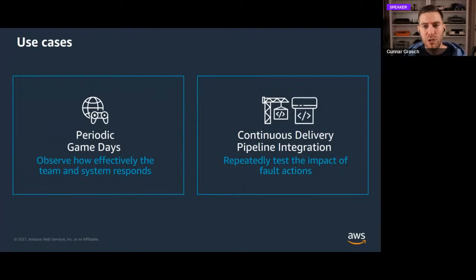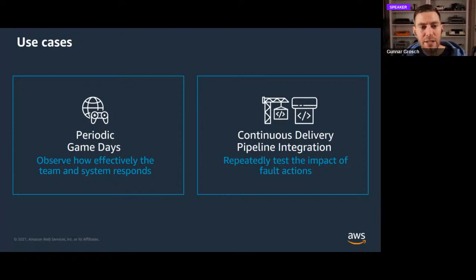And we can use AWS FIS then to run this game day by creating the event conditions and monitoring the performance of our system. And we can also integrate AWS FIS into our continuous delivery pipeline. And this will enable us to repeatedly test the impact of fault actions as part of the software delivery process, making our chaos engineering experiments continuous by integrating in CI/CD.